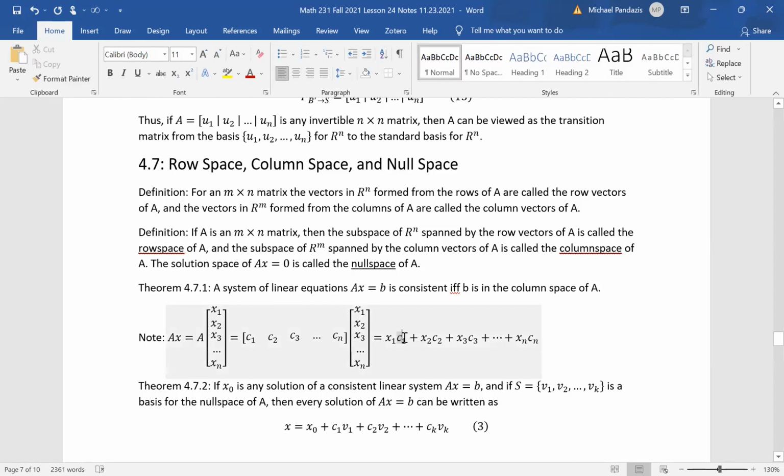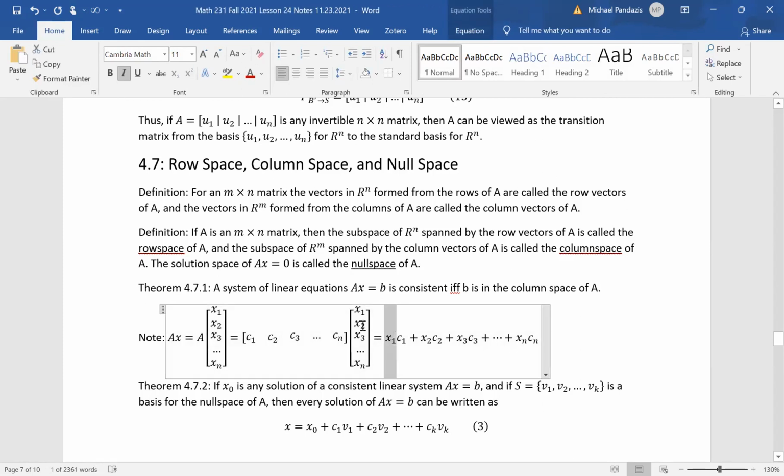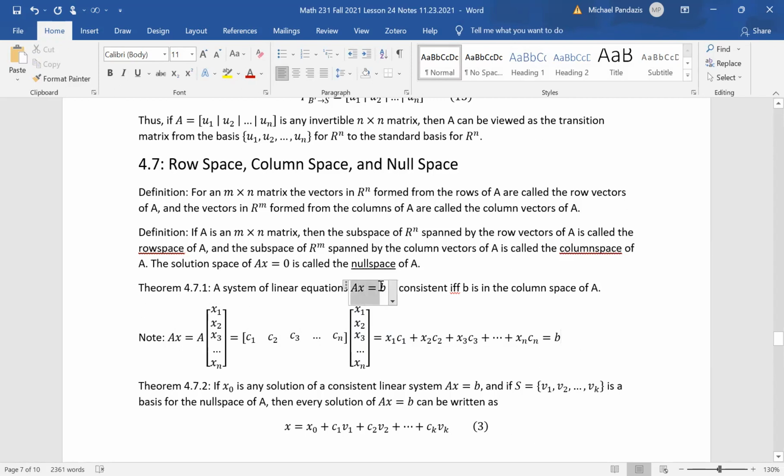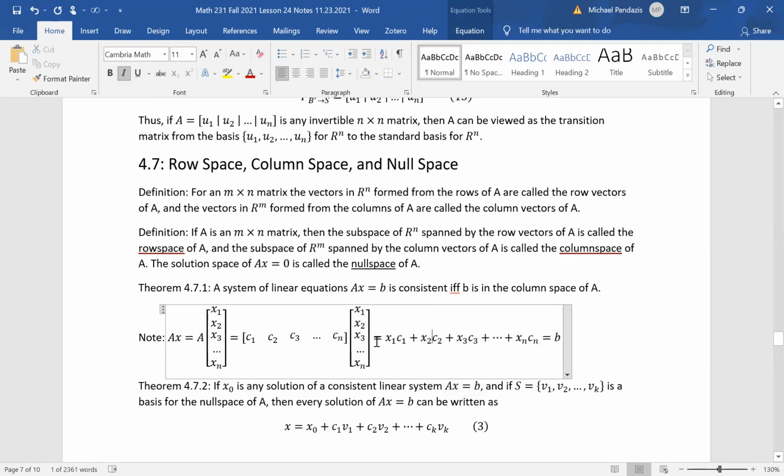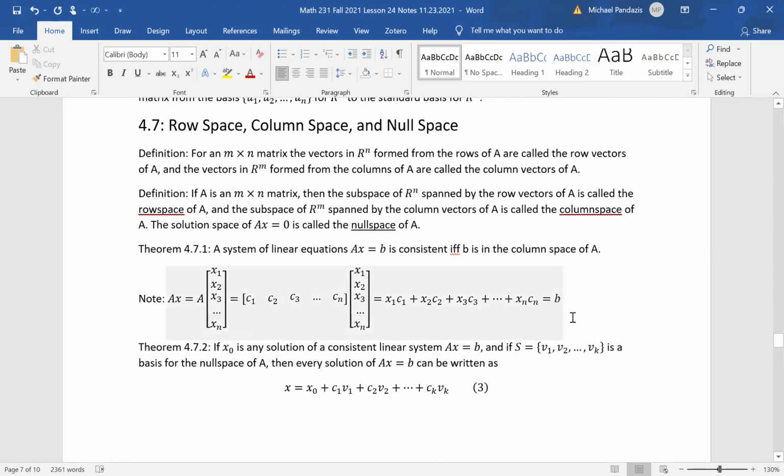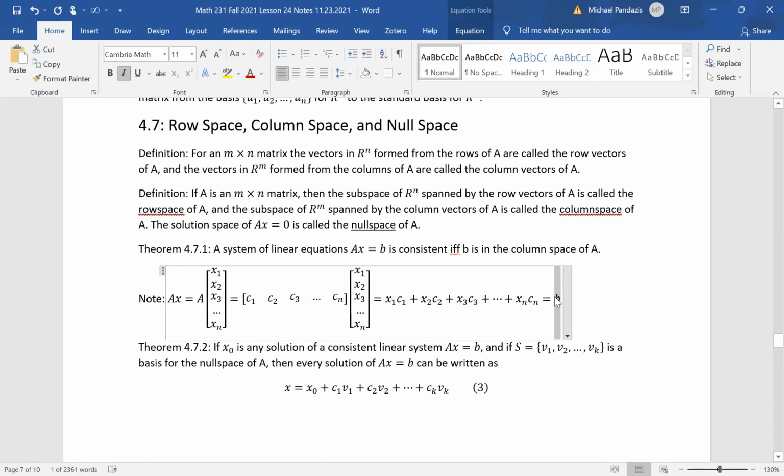Oddly, the C's are now not constant. The C's are the columns, and the X's are the numbers; the values are the unknowns, but they're numbers. So AX is a linear combination of the columns. To say that AX equals B is consistent is to say that there's at least one solution of this equation. Saying there's at least one solution is saying there's at least one assignment of all the X's such that this equation holds. That's equivalent to saying that B is in the column space of A. It's equivalent to saying that B is a linear combination of the columns of your matrix A.